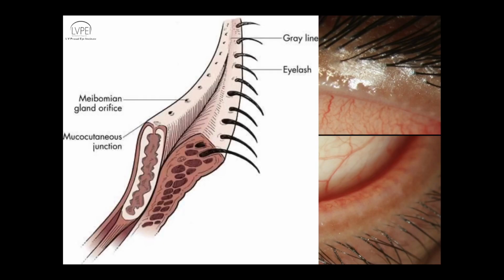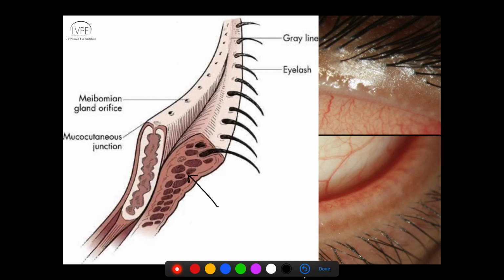Alright, so this is how the normal lid margin looks like. On your left is a schematic where you can see that the lid has been split into the anterior lamella and the posterior lamella. You can see here that this is the anterior lamella consisting of the muscle and the eyelashes, and this is the posterior lamella consisting of the tarsal plate, and within the tarsal plate the meibomian glands.